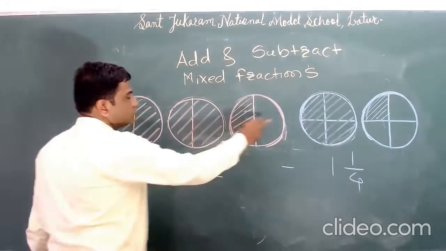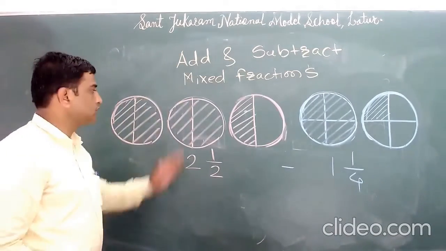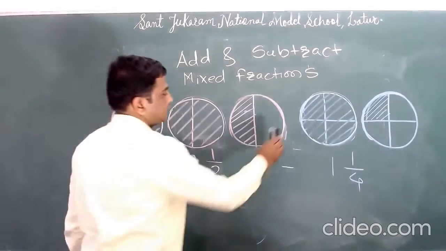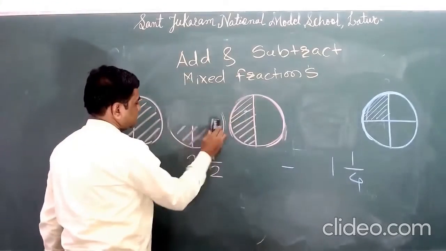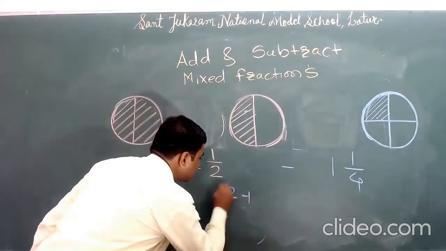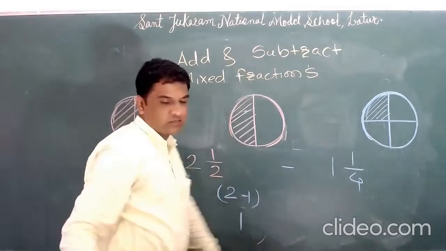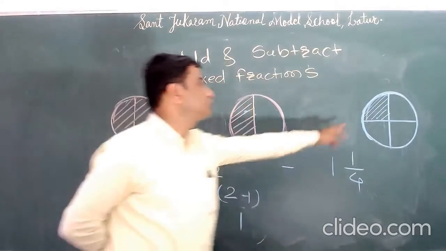So we have to remove this one complete circle from this one complete circle. We are going to remove them with the help of adjustment. So I am adjusting the first circle here and the first circle here. So the whole part, that is 2 minus 1, we get 1. Now what remains is to subtract the fraction 1/4 from half. Now how to subtract 1/4 from half?